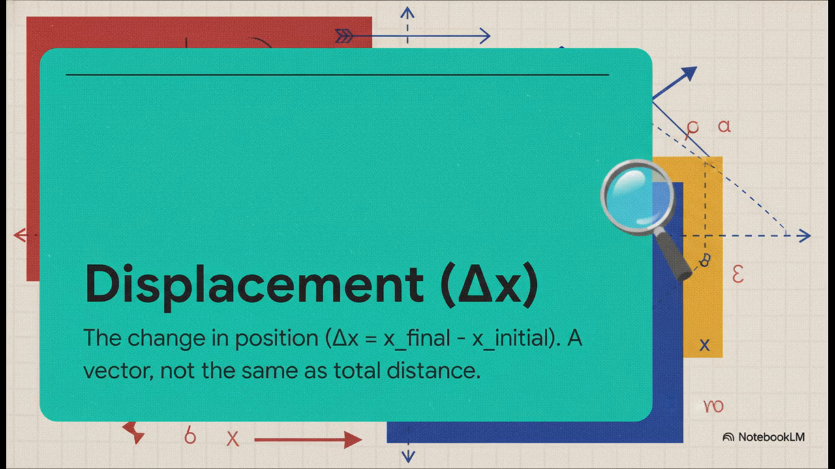Not at all. Distance is a scalar. It's the total ground you covered. Displacement is a vector. It's just the straight line change from your starting point to your ending point. Think about it. If you walk in a 5-meter circle and end up exactly where you started, your distance traveled is 5 meters, but your displacement is 0.